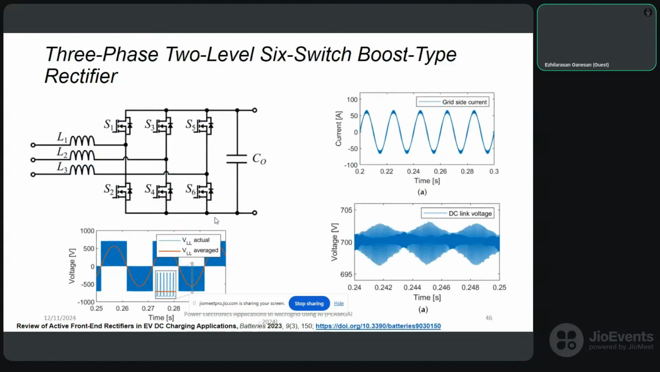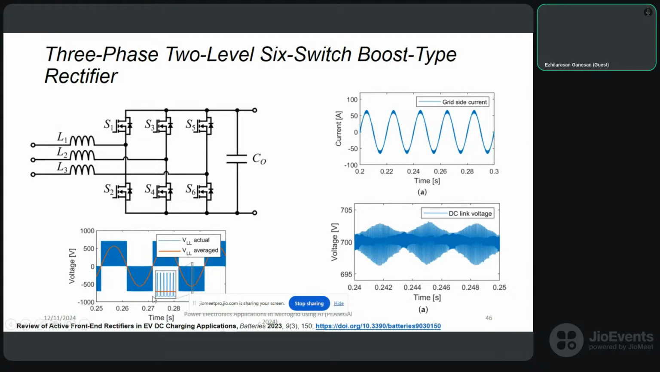So this is a 3-phase 2-level 6-switch boost type rectifier. You can see 6 switches are there. L1, L2, L3 are the source inductances. On the right hand side you can see the current, from this simulation, in amperes, and the voltage. You can see the blue colored portion is a pulse, shown in the box.